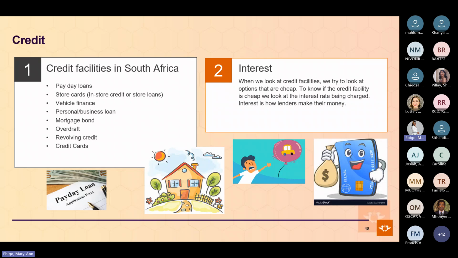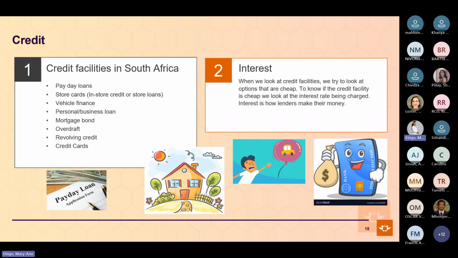And then we have personal or business loans. Business loans are very strict in terms of who they allow to receive the business loan. The reason being is the risk of you defaulting because your business does not gain the income, so they are careful when it comes to who they offer business loans to. We also have mortgage bonds. This is to purchase property. Overdraft facilities. Your bank can allow you to use more than what's in your bank, but it's important to note with overdraft facilities, there is a very high charge. We also have revolving credit.